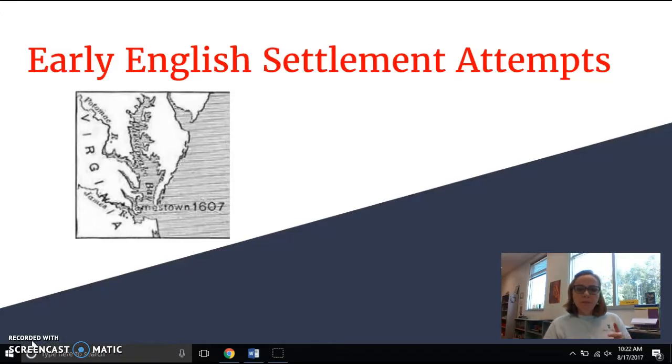So if you see in the map that's there on the screen, you'll see that it says Jamestown 1607. So that's where we're going to start with the colony of Jamestown, talking about how that colony really set the stage for the way Europeans colonized the rest of America.